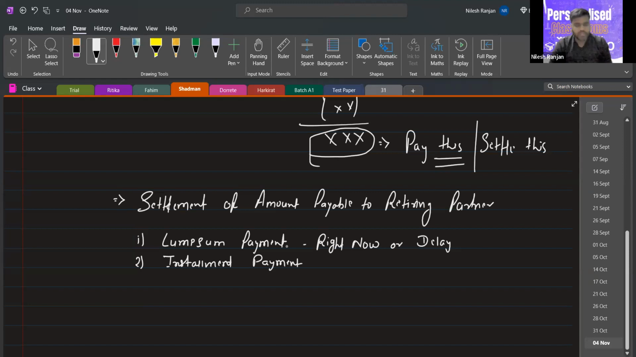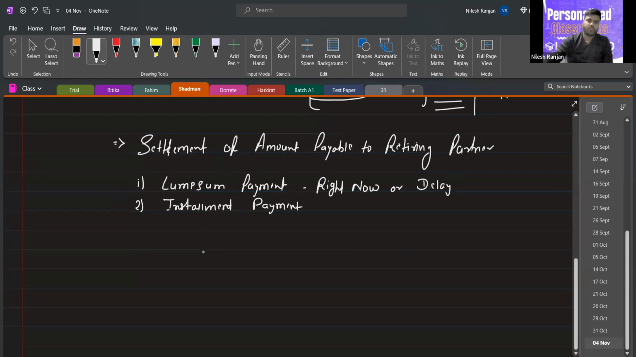The second is installment payment. Now, why will we pay in installments? Maybe if we don't have the amount, and we have to give 1,000, we can give 2,000 in a week and so on.